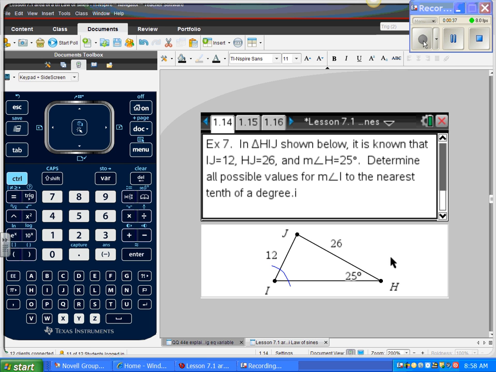IJ is 12, HJ is 26, and the measure of angle H is 25. Determine all possible values for the measure of angle I to the nearest tenth of a degree. Okay, so I want you to use law of sines just like we did yesterday. And let's see if you can find angle I.